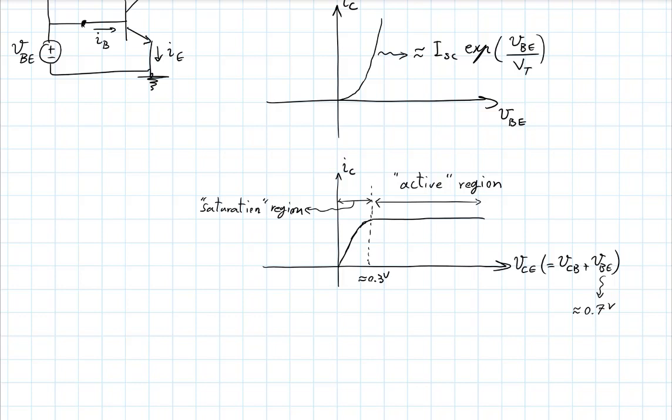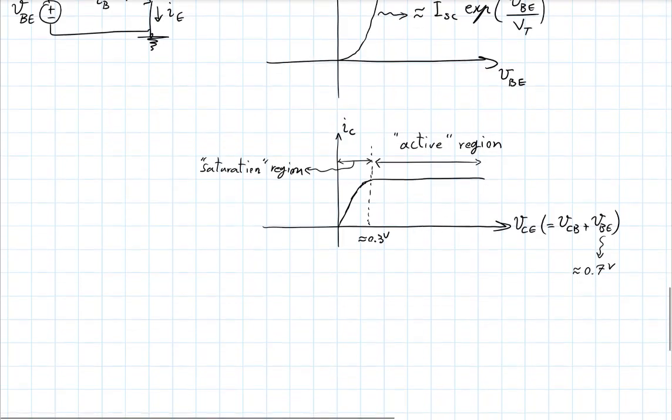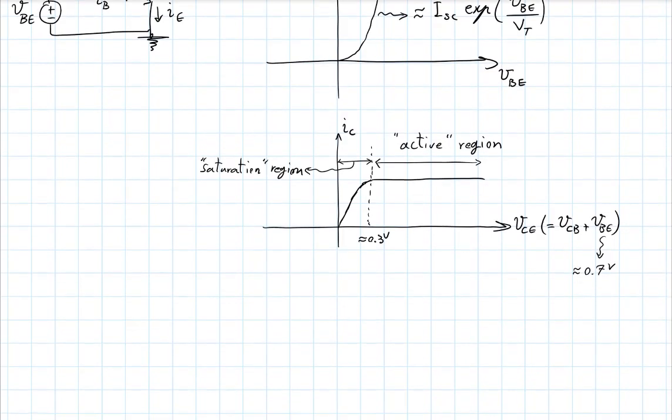Now, question for you guys. In the active region, you see I have a constant IC. Does that mean that I have a constant current source that I cannot change? How would I change IC? By changing VBE. So in fact, to be a little more complete, you would draw a number of curves that look like this.